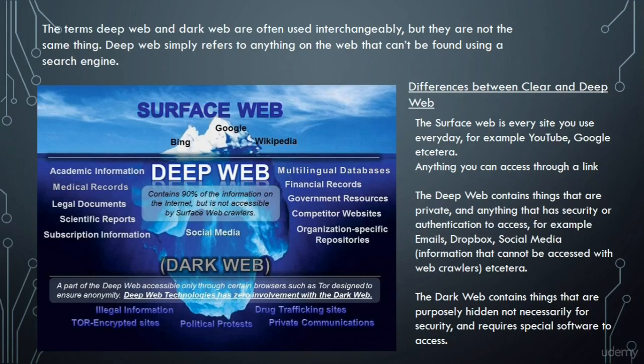Now, the dark web contains things that are purposely hidden, not necessarily for security reasons, and requires special software to access it, which we'll be discussing later in this course. An example of that is Tor. We need the Tor browser to access the darknet, because those are sites that are purposely hidden so that you can't index them with a search engine, unlike the deep web and the surface web. So that's basically it. We often interchange these two terms, but in essence they're similar because they cannot be indexed through a search engine.